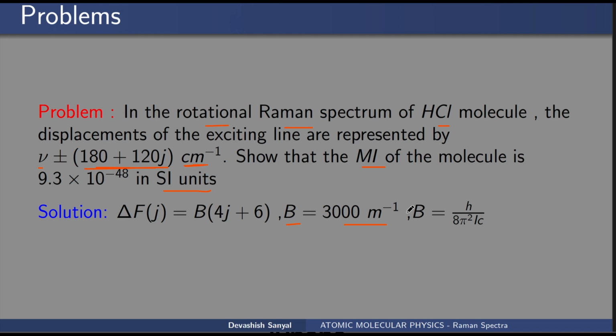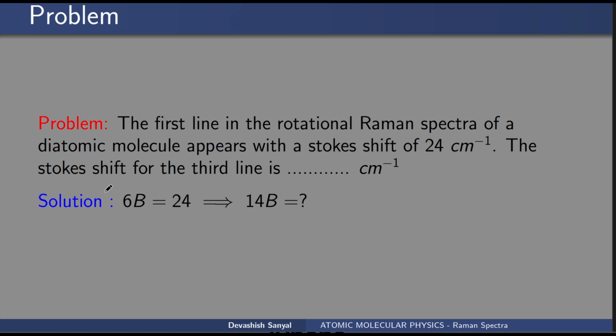Once I know B, I know the actual expression for B, is it not? This is h by 8 pi square I c, where I is the moment of inertia. So from here we can calculate what is I, and it should come out to be this. We go to the final problem.